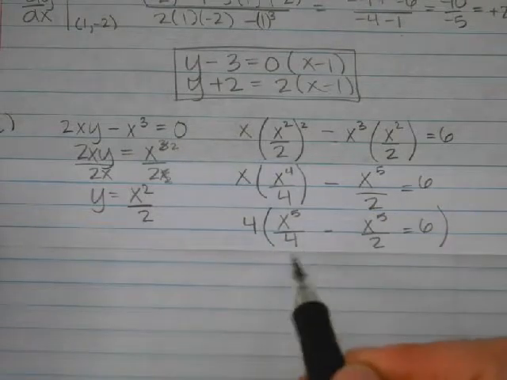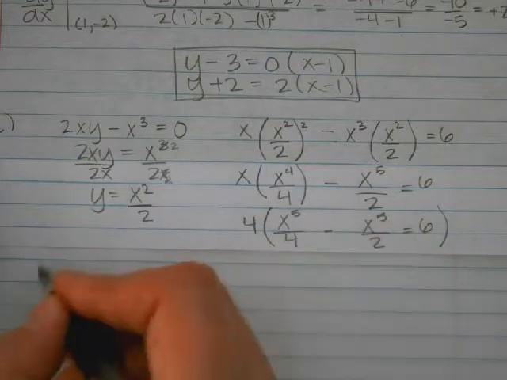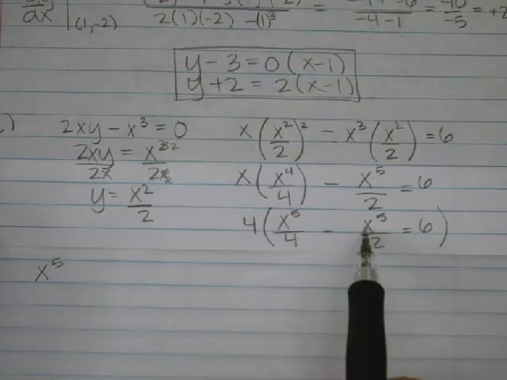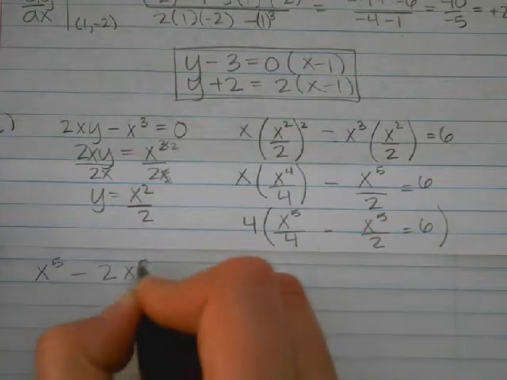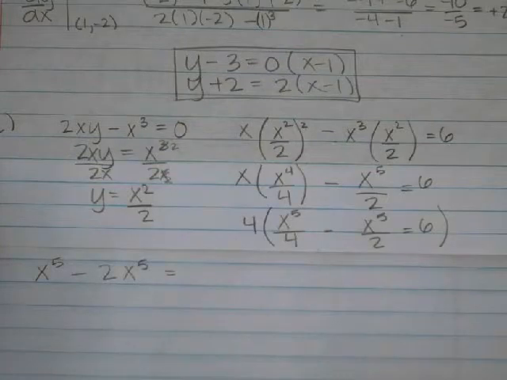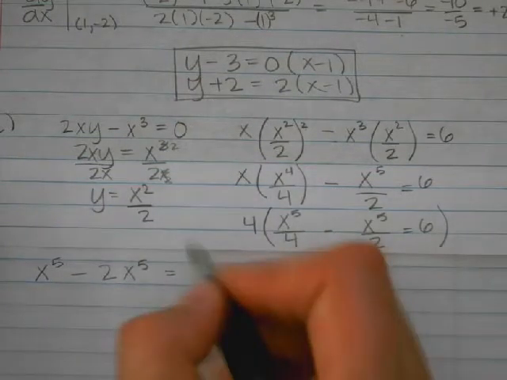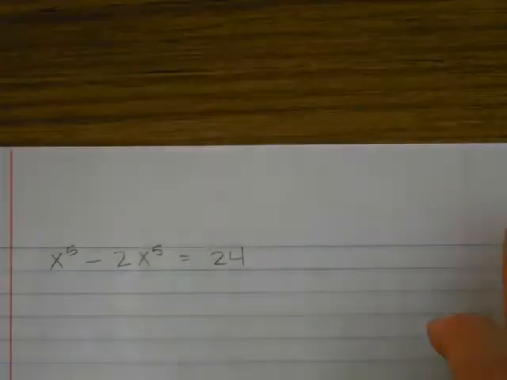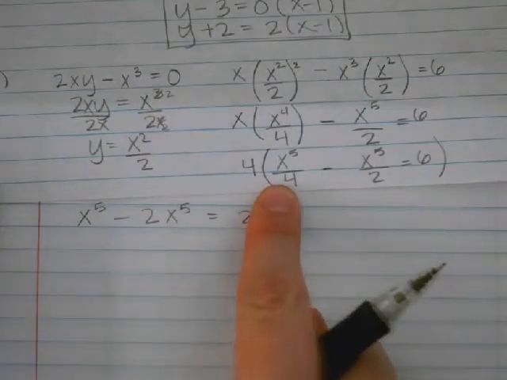So if you distribute the 4 to the first part, what do you get? x to the fifth. If you distribute 4 to the second part, what do you get? Yeah, so minus 2x to the fifth equals, not 6, 24. You gotta distribute the 4. But it's not 4x to the 5th. No, because the 4 is canceled. The 4 that you were multiplying and the 4 on the bottom canceled.